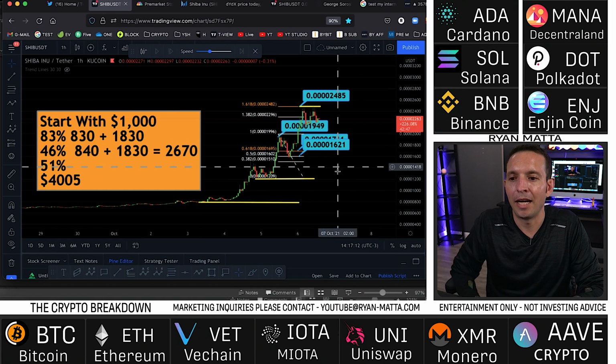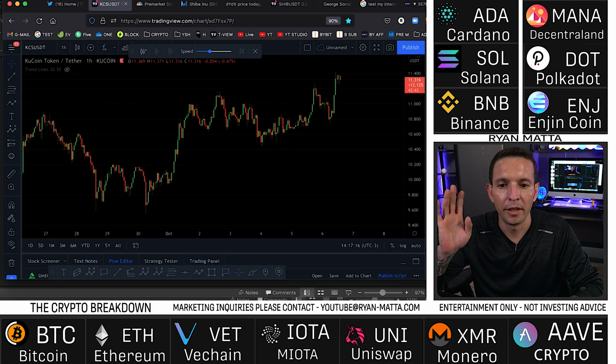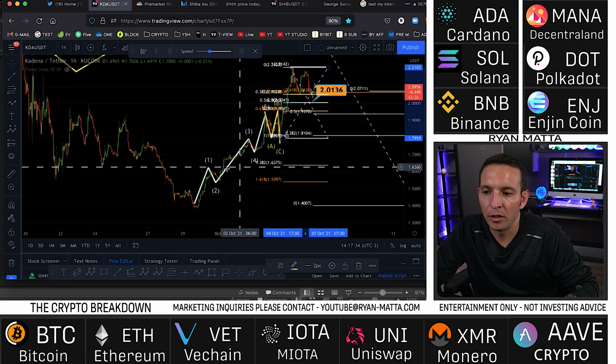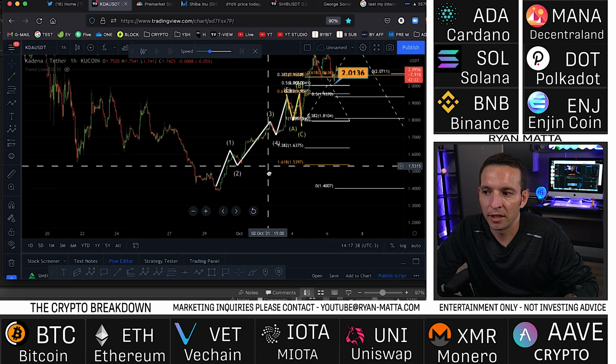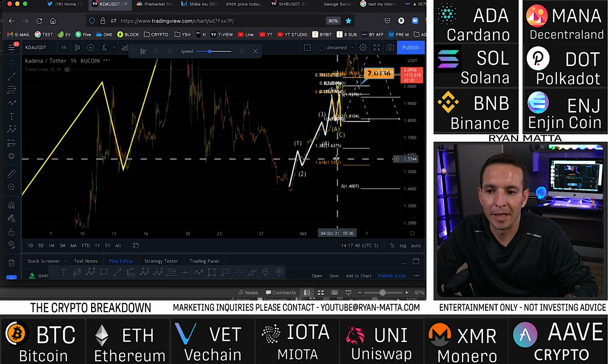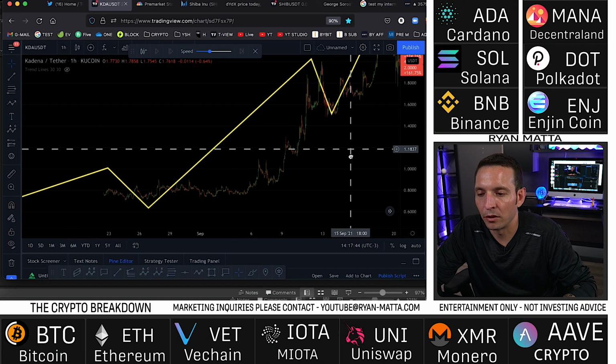So that's exactly how I use Elliott Wave and market structure. If we pull up a different coin like Cardano, you can see over here, see my market structure? See how jagged and goofy that looks? It doesn't have to be perfect. I'm just trying to get a general idea of formation so I can play those formations.